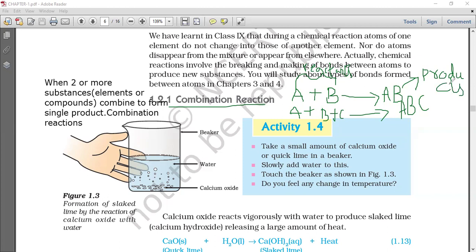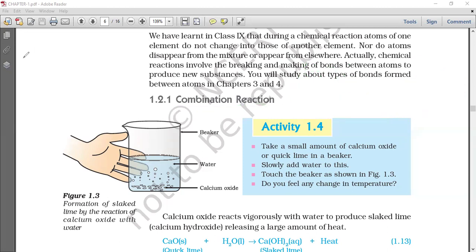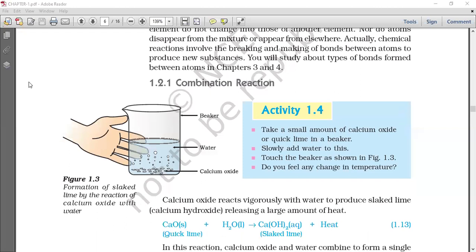Okay, understood? Fine. Now, to make you understand much better, a few activities are given. Let us see the first activity, activity 1.4. It says to take a small amount of calcium oxide, also called quicklime. Calcium oxide is a powder, white in color.